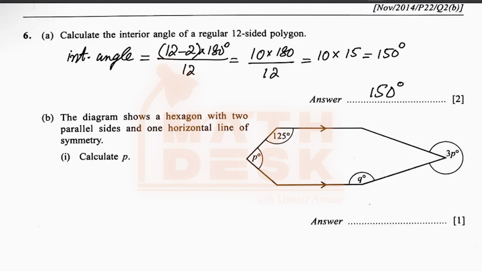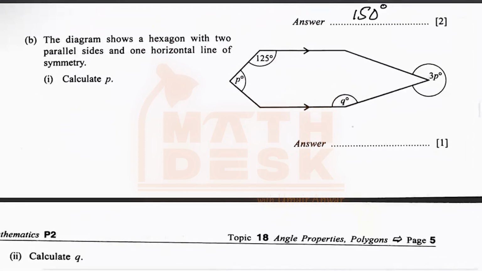In the next part, it says that the diagram shows a hexagon with two parallel sides and one horizontal line of symmetry. So one horizontal line of symmetry means that if I draw a horizontal line over here, then this horizontal line would break the figure into two equal parts or similar parts. Okay, so this is the line of symmetry.